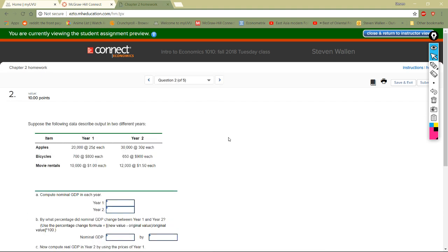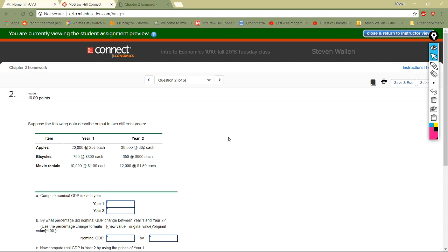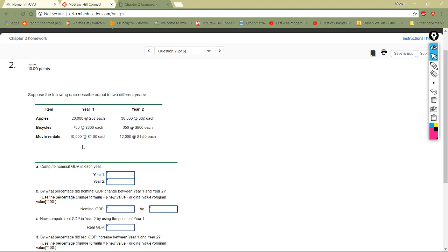Question 2. Ooh, we got a lot of math here. All right, don't be scared. I'm going to walk you through it, okay? Suppose the following data describes output in 2 different years. So we have year 1. Remember, year 1 is your first year, so that's going to be a base year. That's what we're looking at to judge everything off of. Year 2 is the next year. So we're going to be comparing these years and seeing how they produce.